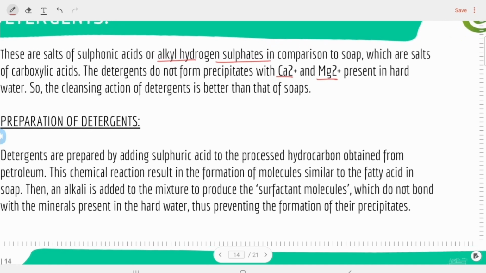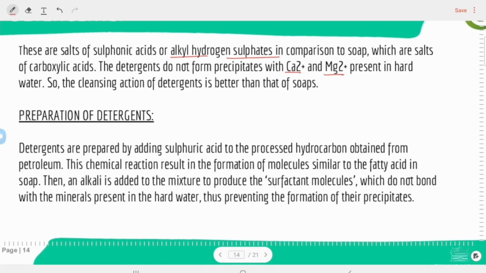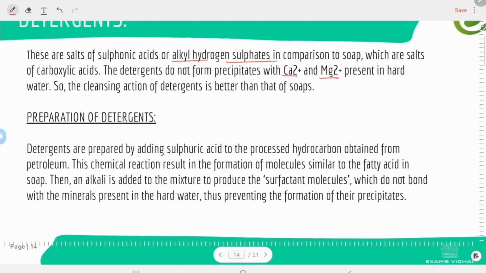Preparation of detergent. We know that soap is prepared by saponification, and detergent is prepared by adding sulfuric acid to the processed hydrocarbon obtained from petroleum. This chemical reaction results in the formation of a molecule similar to the fatty acid in soap. Then an alkali is added to the mixture to form the surfactant molecules, which do not bond with the minerals present in hard water, thus preventing the formation of precipitate.